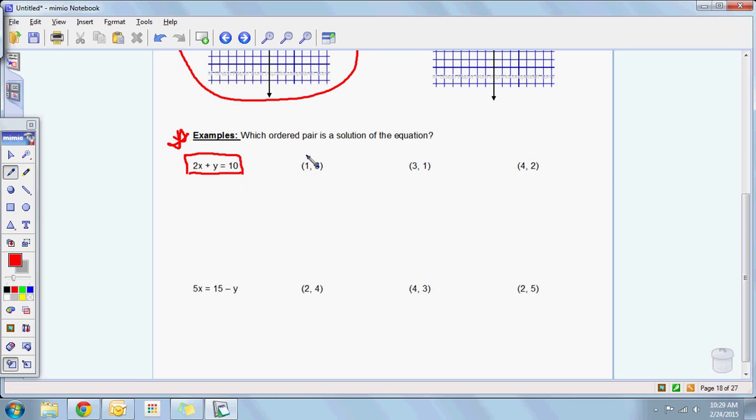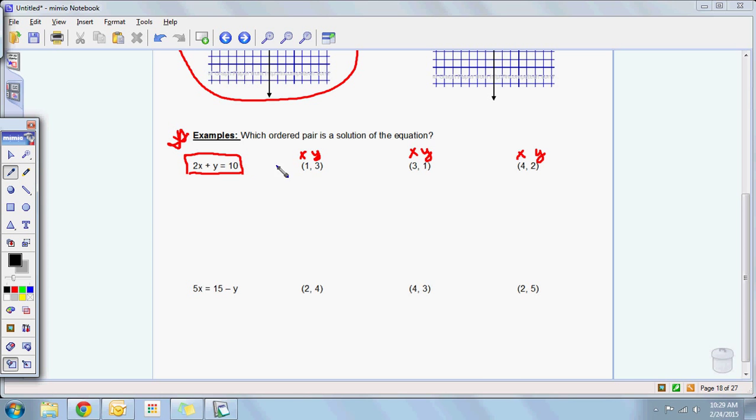Alright, so remember, in your ordered pairs, you always have an x and you have a y. So we're going to start with our x value and we have our y value. I would go ahead and label each one of your ordered pairs so you keep those straight. Okay, we're going to test them one at a time. I'm going to start with this, and I'm going to plug in 1 for x and 3 for y and see if the equation works out.